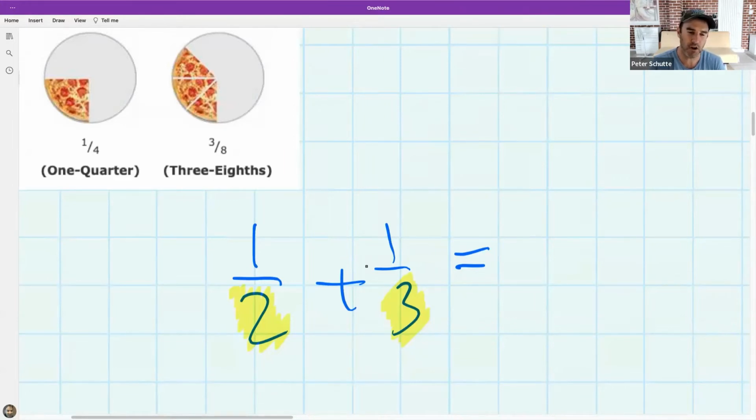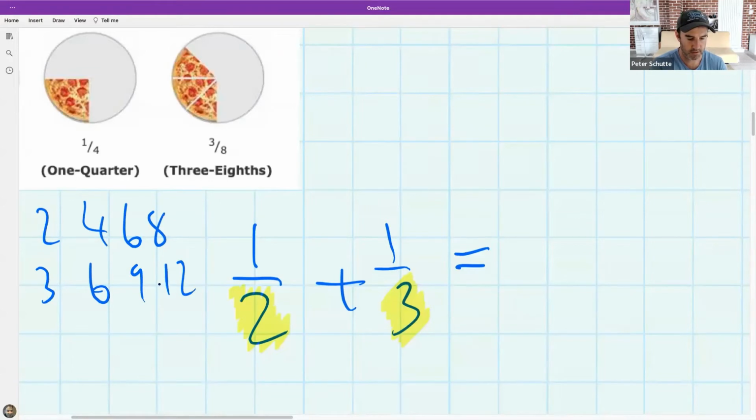So basically what we're going to ask ourselves is, what is a number that both 2 and 3 go into? Or, what is the lowest common multiple of the denominators? So if I wrote out 2, I get 2, 4, 6, 8, and so on. And then for 3, I get 3, 6, 9, 12. We can see the lowest common denominator that's possible with these two is going to be the number 6.